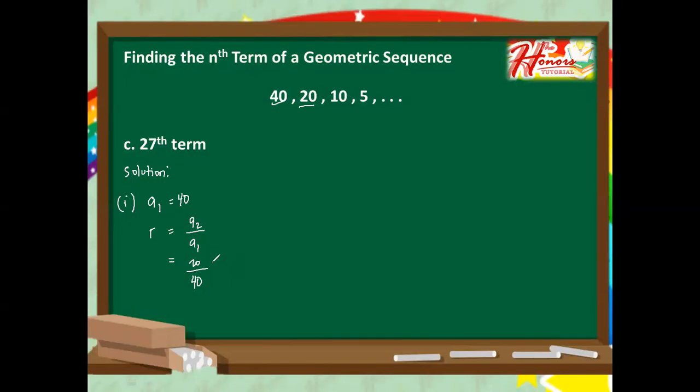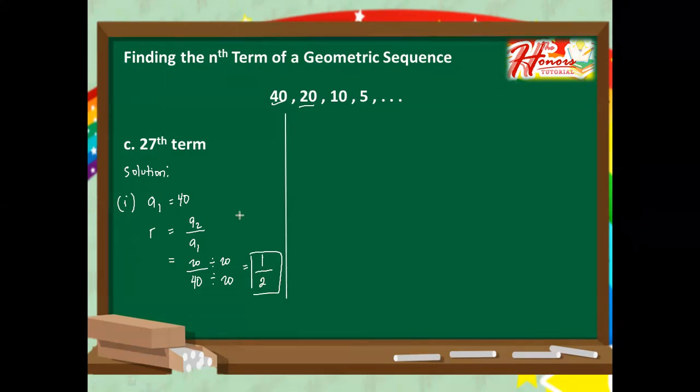So kindly simplify this just like what we did earlier. Think of a number that can divide the numerator and denominator at the same time without remainder, and that's 20. So therefore, it is equal to 20 divided by 20 is 1. 40 divided by 20 is 2. So we have here 1/2.